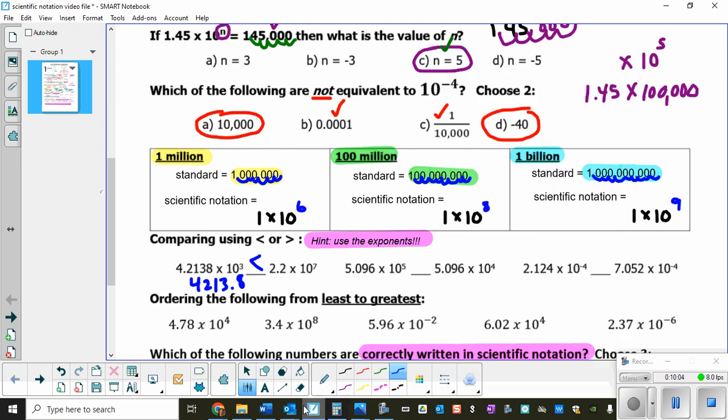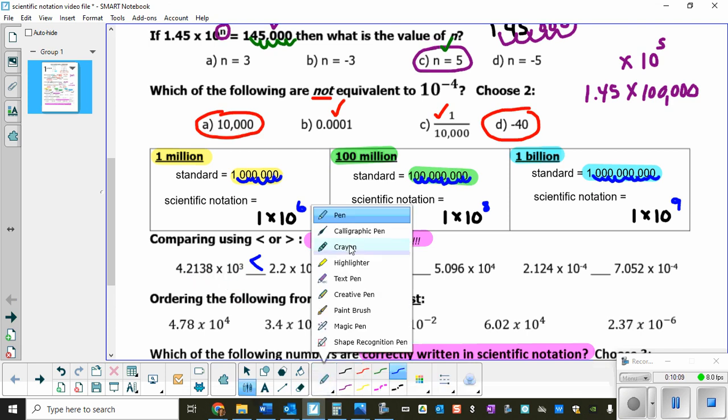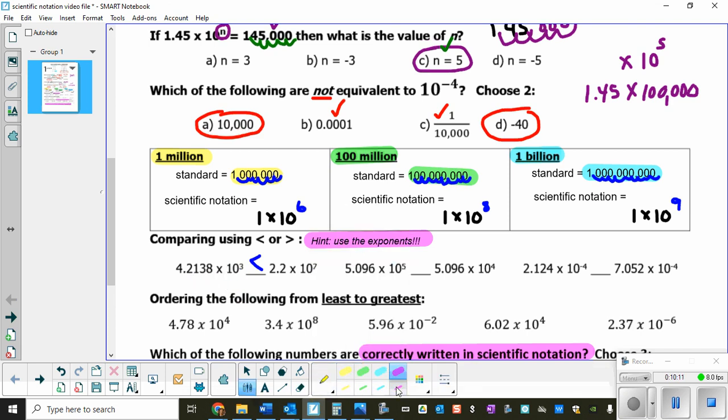So the whole point, y'all, is that we don't even need the calculator. We can just use the exponents. If you focus in on the exponents here, you can see that this is a 3 and this is a 7. So 7 is bigger than 3, and that's enough for us to be able to make that decision. Multiplying something over here by 10 million is going to be way bigger than multiplying something by 1,000. So that's why we can just use the exponents as our shortcut.